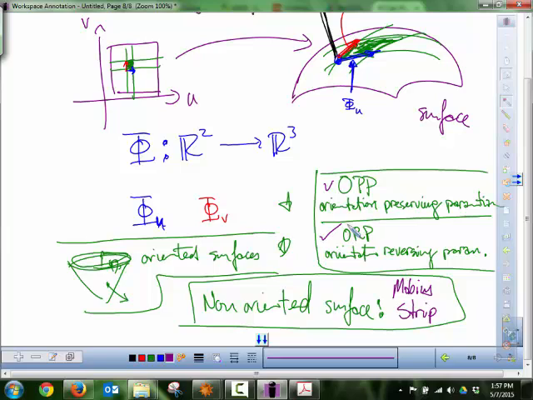So why did the chicken cross the Mobius strip? To get to the same side.